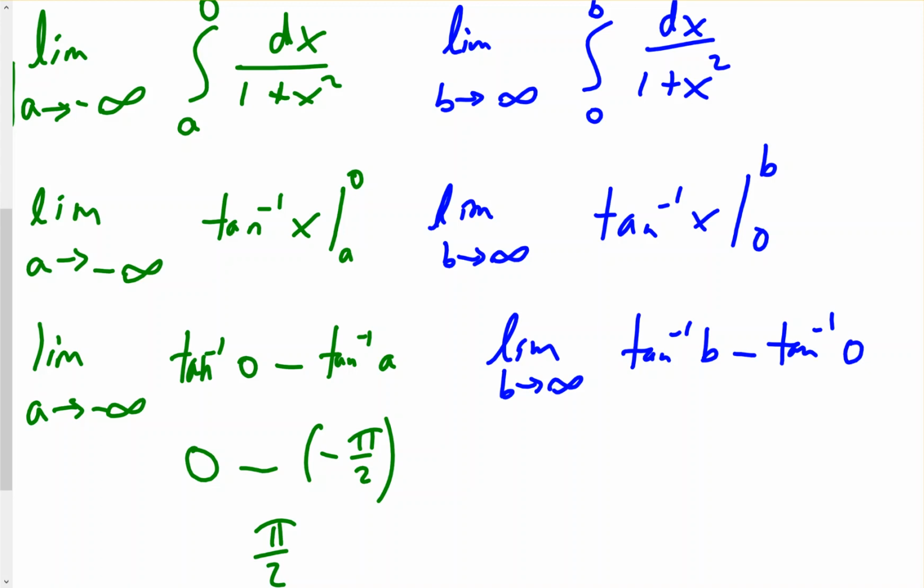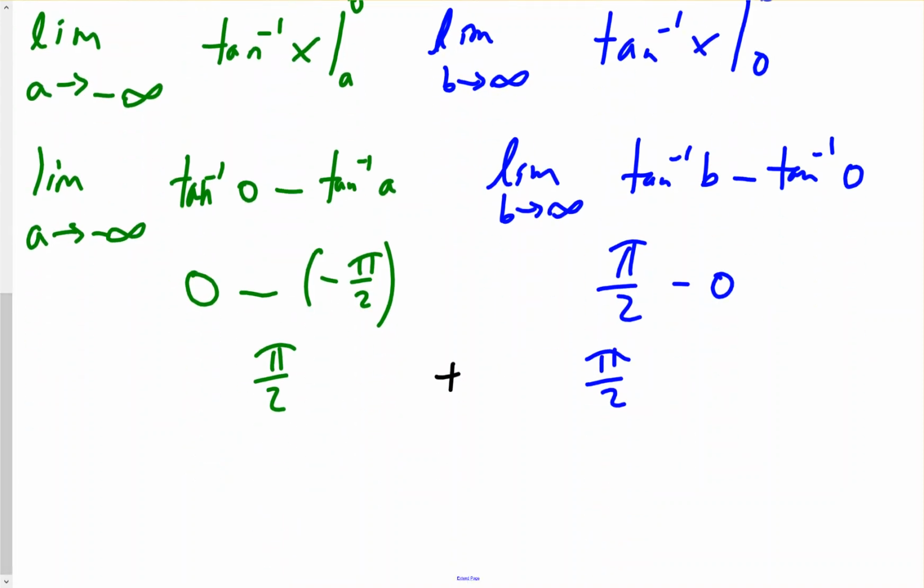Okay, inverse tangent of infinity. What goes to infinity? That would be the pi over 2. So that would be pi over 2 minus inverse tangent of 0 is 0. And so we end up with pi over 2. Take the two areas, add them together: pi over 2 plus pi over 2, and that just ends up giving us pi.